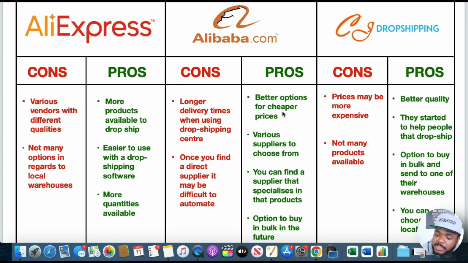However, moving on to some of the pros, one of the first ones is that you're going to have better options for cheaper prices. If you do decide to use a direct supplier, you're going to be able to negotiate the price down. This is something that I've done multiple different times, and this is something that you can't necessarily do with AliExpress.